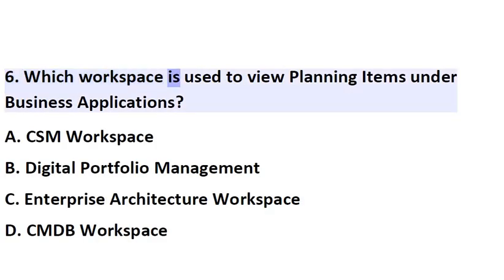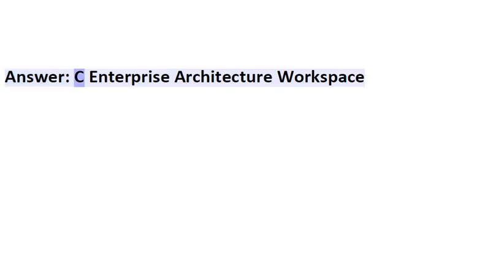6. Which workspace is used to view planning items under business applications? A. CSM workspace. B. Digital portfolio management. C. Enterprise architecture workspace. D. CMDB workspace. Answer: C. Enterprise architecture workspace.